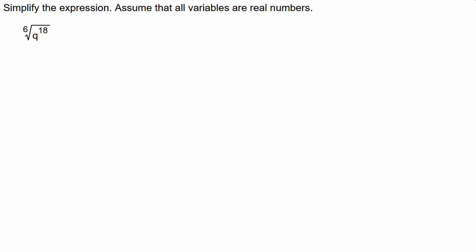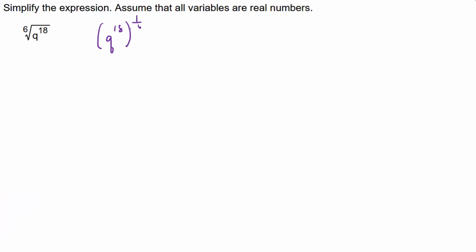All right, so here we're supposed to do the same thing. Simplify the expression, assume all variables are real numbers. Let's do something a little bit different this time. This time we have q to the 18, and then we have the sixth root of that. Well, the sixth root is the same thing as the 1/6 power.